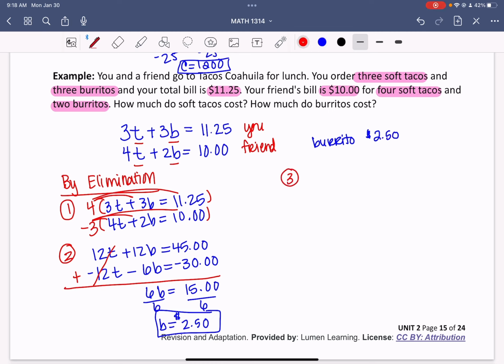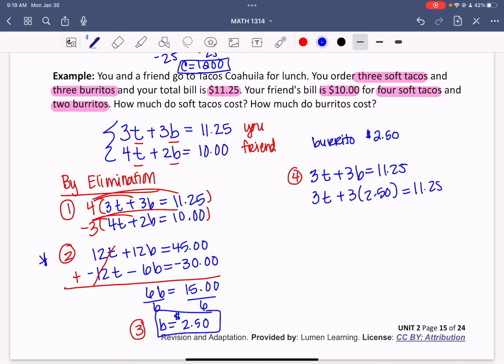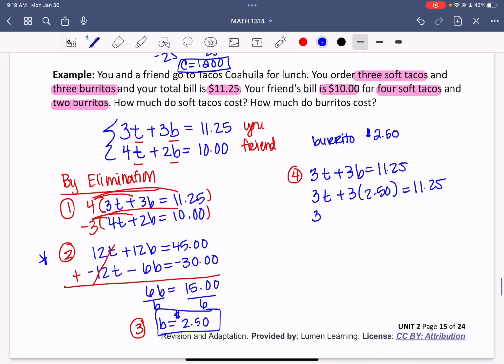Next, step number 3 is to take what you have and plug it back in. Step number 3 was solving for that variable. Just going back to my elimination steps here. Step number 4 is to plug it back into one of the original equations. So I'm just going to plug it into the top one. My top equation was 3t plus 3b equal 11.25. I am going back to the originals, not these amped up ones over here. So that gives me 3t plus 3 times 2.50 equal to 11.25. And I'm just going to solve for t.